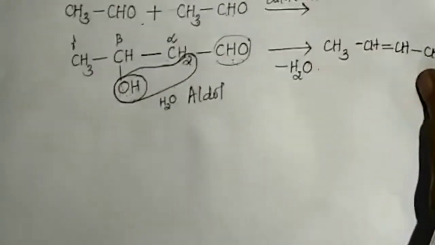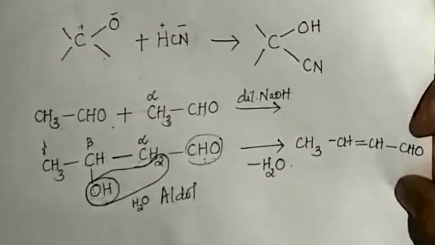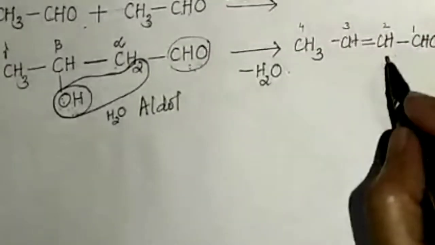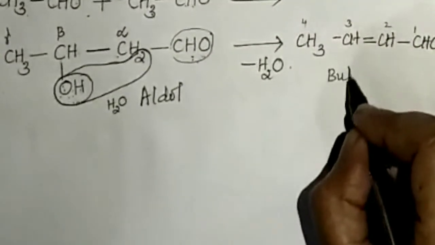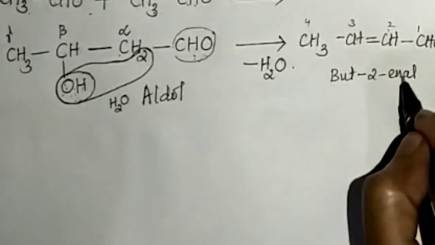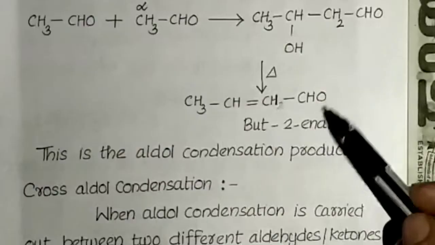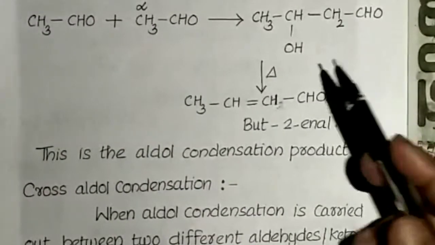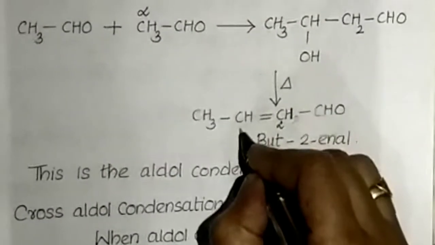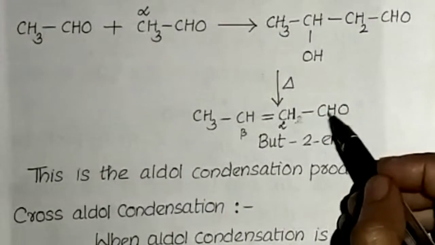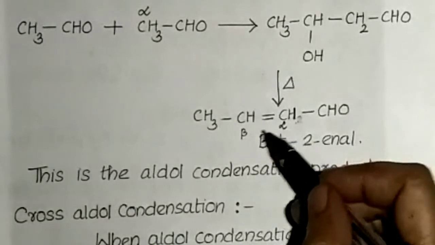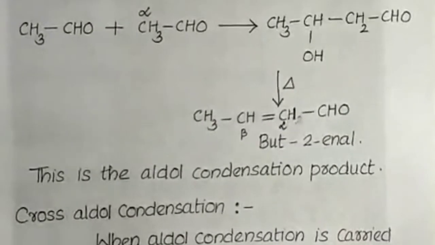So this is known as aldol condensation reaction. Its name is buta-2-ene-1-al, or buta-2-ene-al. This reaction is known as aldol condensation. This is an alpha beta unsaturated aldehyde. This is the carbon with the aldehyde group, the nearest carbon is alpha, this is beta. Alpha beta unsaturated aldehyde.